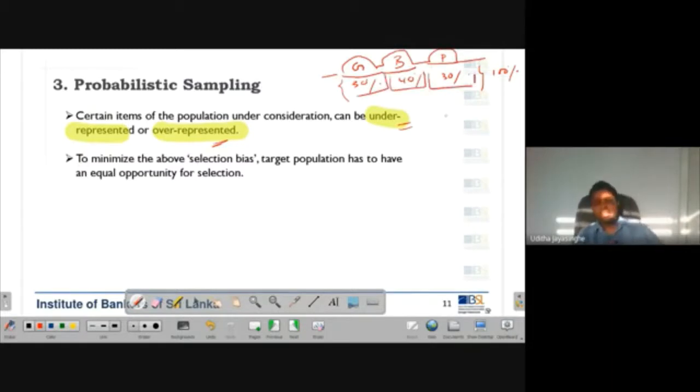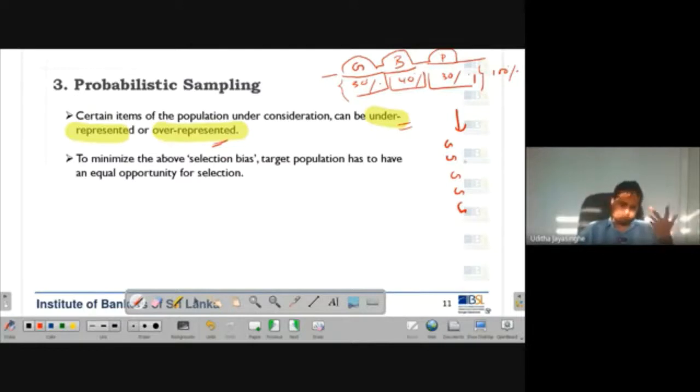But unfortunately, after practicing probabilistic sampling, since every item is going to get one equal opportunity, I got green, green, green, green, and green. Now, okay, I know that the population has many more colors. Unfortunately, for my sample, I only got green. So certain items can be underrepresented, certain items can be overrepresented.